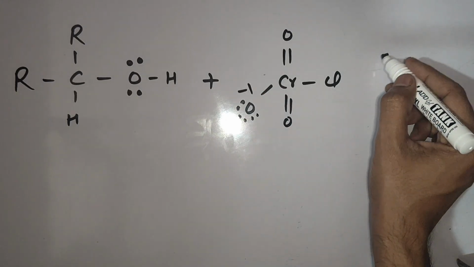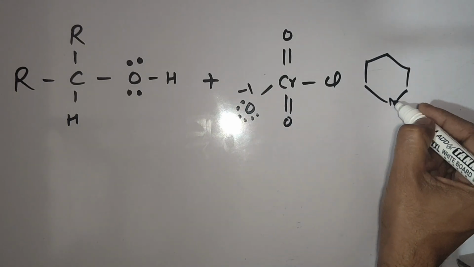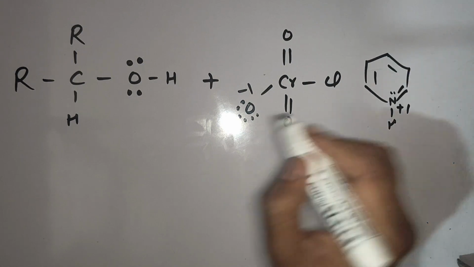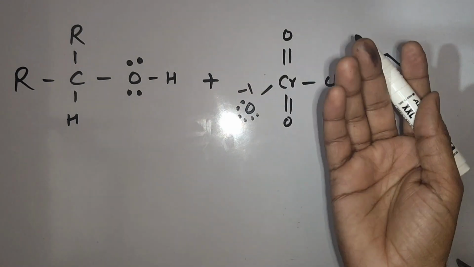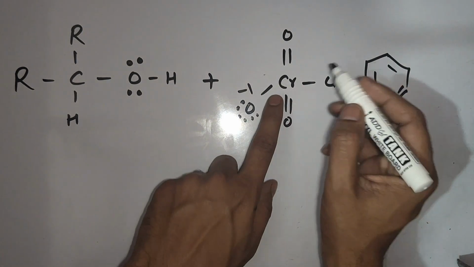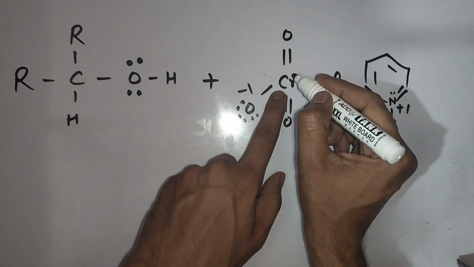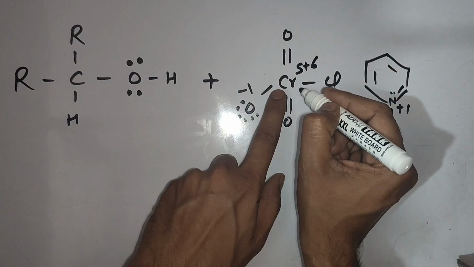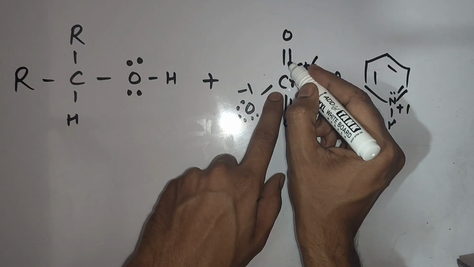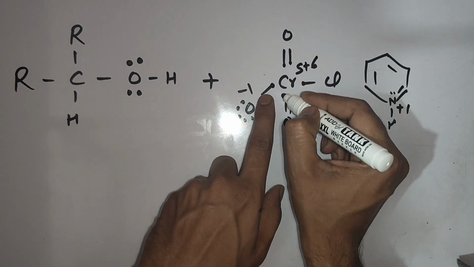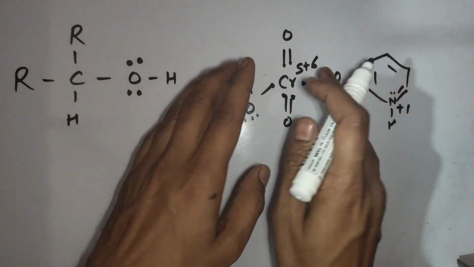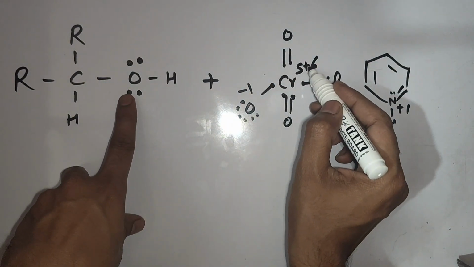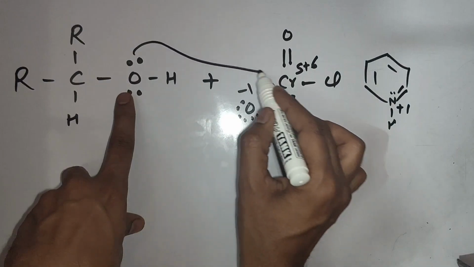This is the condition balanced by pyridinium ion. This one is PCC. Let's start the same mechanism again. Chromium carries a +6 charge because it has 6 electrons, 1, 2, 3, 4, 5, 6, shared with highly electronegative atoms. Due to its positive charge, it will be attacked by oxygen.